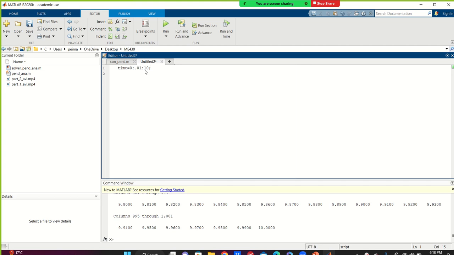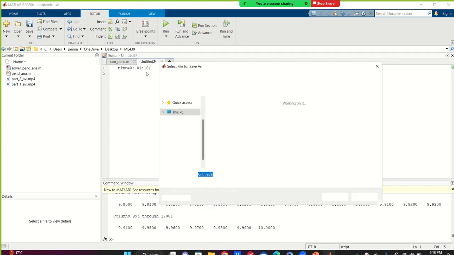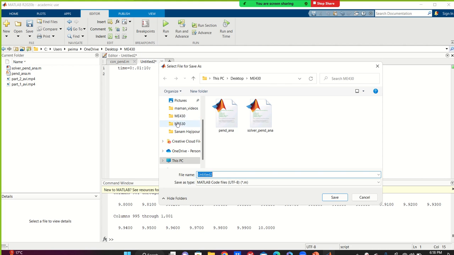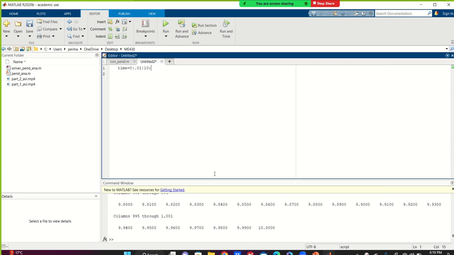Then I'm saving this to solver. How? I'm just saying solver, any arbitrary name, control moving pendulum, whatever. Okay, I'm just saving that. See, it changed. Now this is the command.